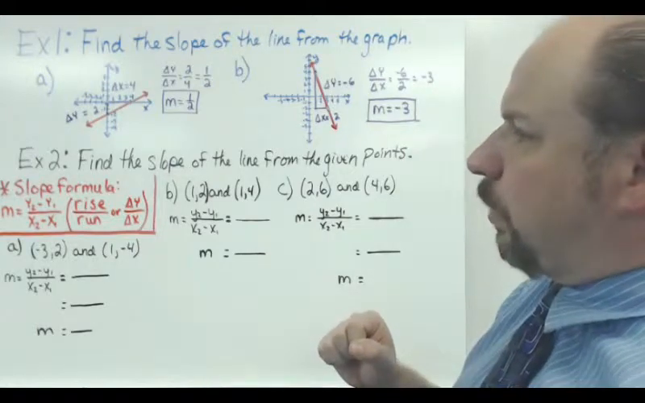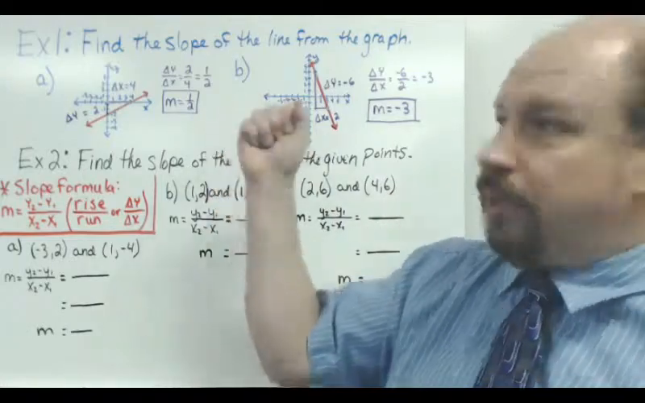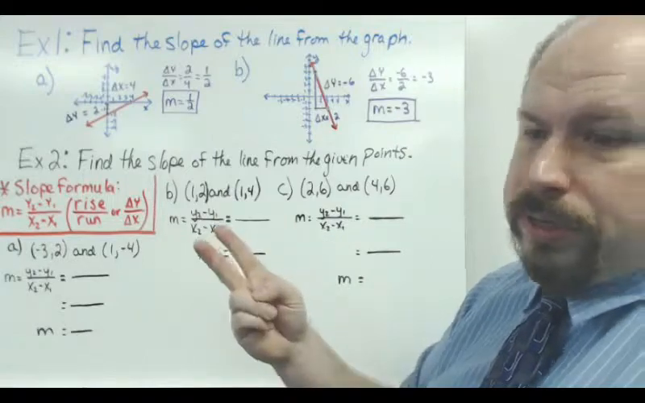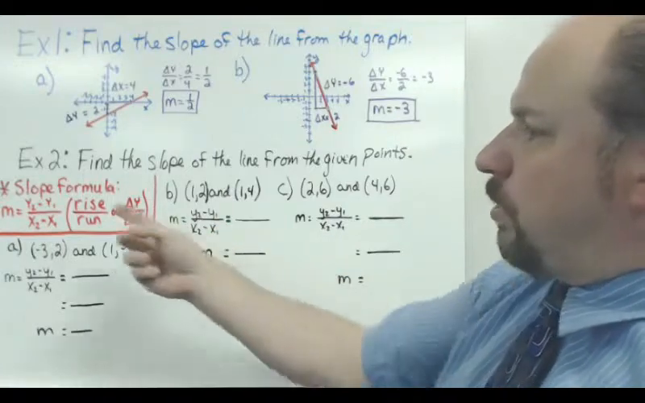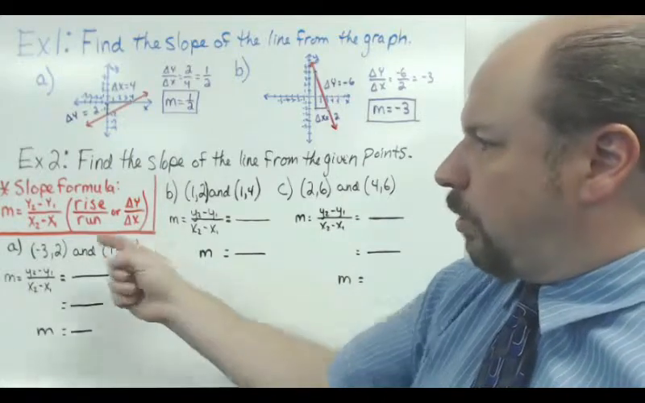Next one. Find the slope of the line from the given points. Now, instead of having a graph like we had before, we're going to use 2 points to find our slope. So remember our slope formula. You might remember this from Algebra 1.